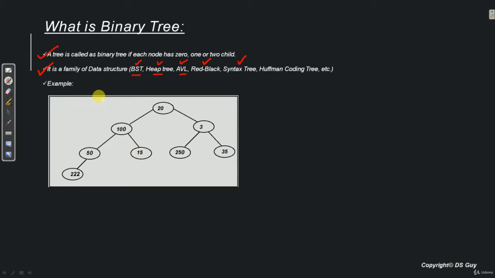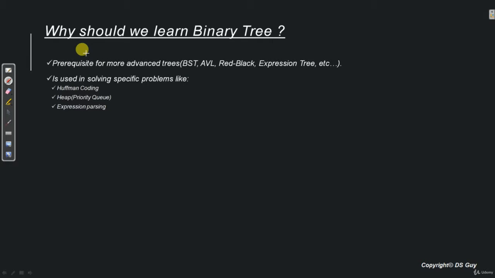Now let's see why we need to learn a binary tree. As you would have already guessed, we need binary tree because it is a prerequisite for more advanced trees like binary search tree, AVL tree, red black tree, etc. If we don't learn a binary tree, understanding binary search tree, AVL tree, red black tree, etc. will be a little challenging.